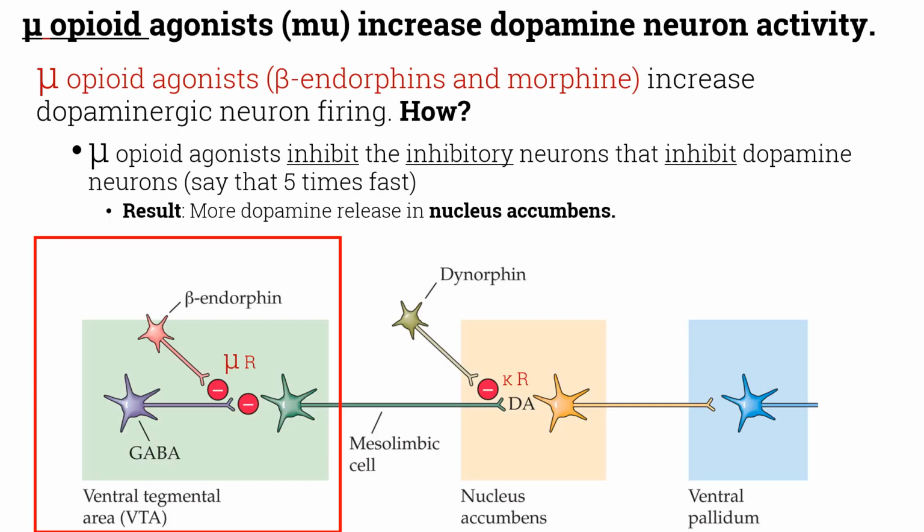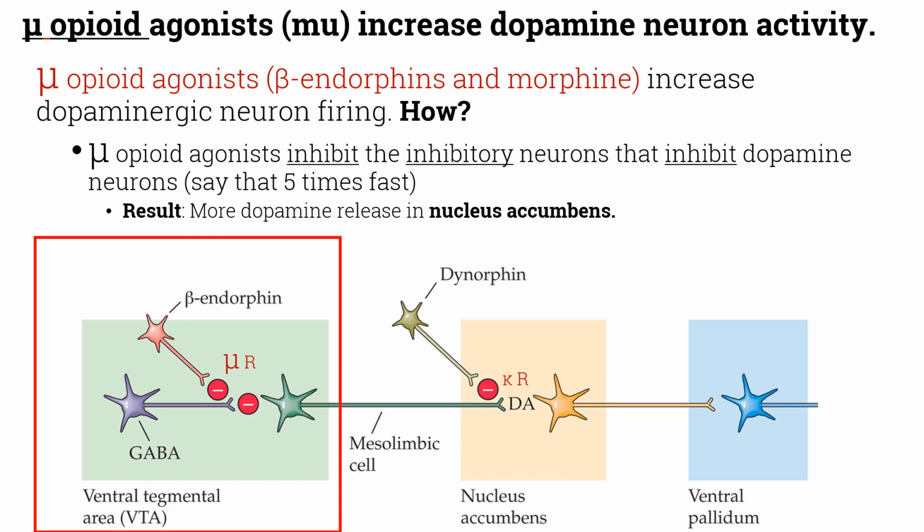So on this slide, we're going to focus on the diagram on the bottom left-hand side. You can see there's a beta endorphin opioid neuron synapsing on a GABAergic neuron in the ventral tegmental area. Now remember, GABA is inhibitory, and you can see the beta endorphin neuron is inhibiting the GABA neuron. So it's inhibiting the inhibition of that mesolimbic cell.